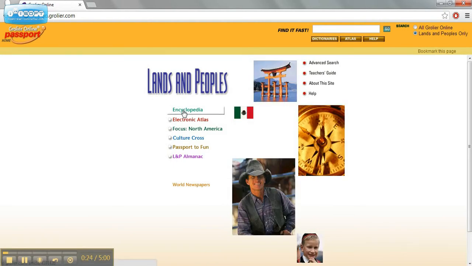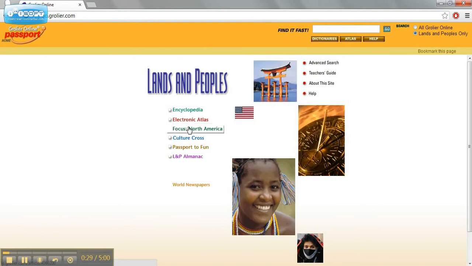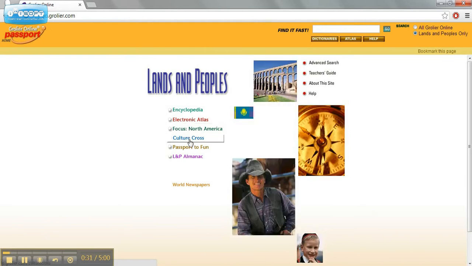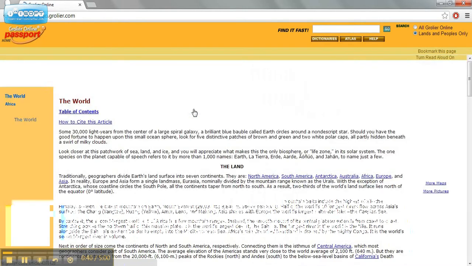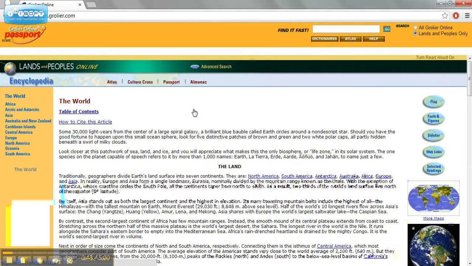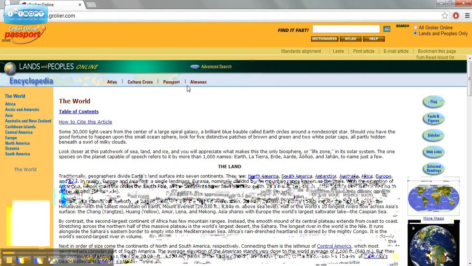Of course, there's an encyclopedia, electronic atlas, a focus on just North America, Culture Cross, Passport to Fun, and then an almanac. Let's take a look at some of these resources individually. The encyclopedia, of course, is just going to be a very simple encyclopedia. It's got some information, and you can search, of course, at the top of the page. You can identify which continent you are looking for.